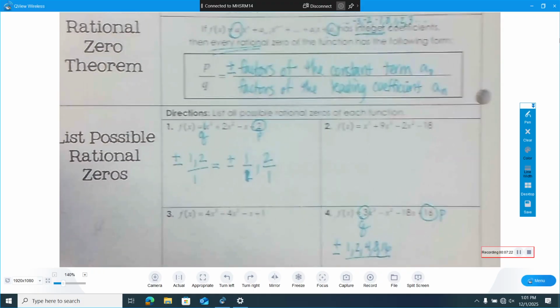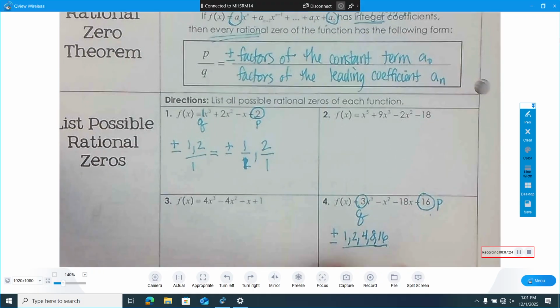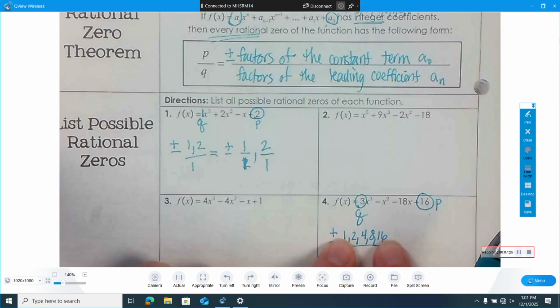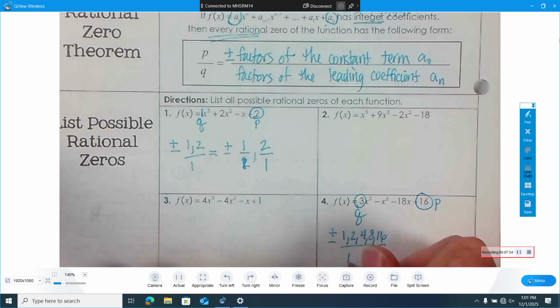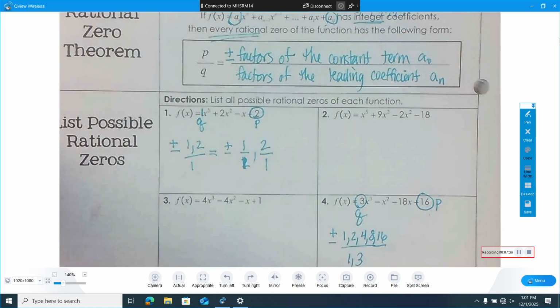How do I know that? Because we know our factors, right? 1 times 16 is 16. 8 times 2 is 16. 4 times 4 is 16. All right, there we go. And then we want our factors of 3. What are the factors of 3? 1 and 3, and that's it. Those are the only options we've got there.